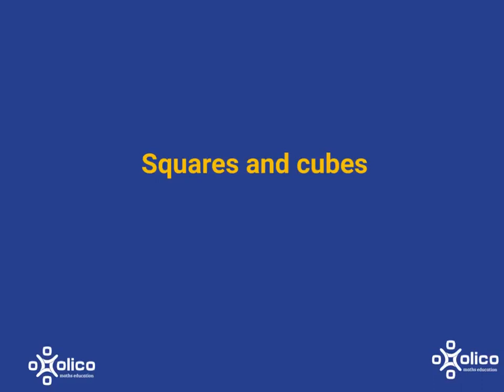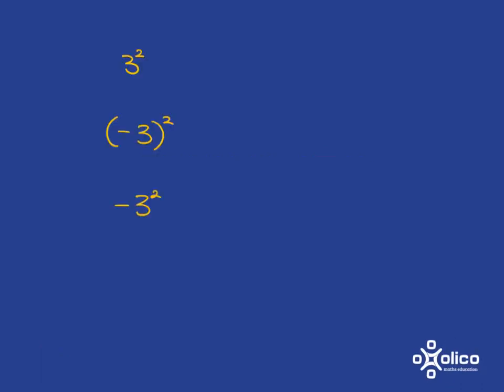Let's have a look at squaring and cubing with negative numbers. Okay, we're going to start off with these three different calculations. So, what does 3 squared mean? It means that you take 3 and you multiply it by itself, and that's nice and easy.